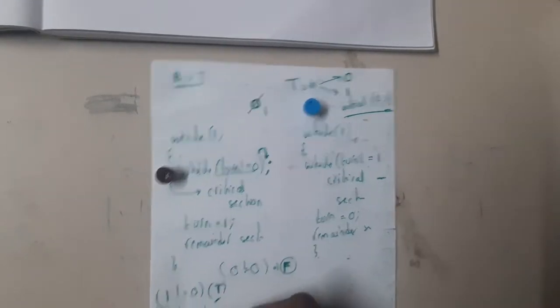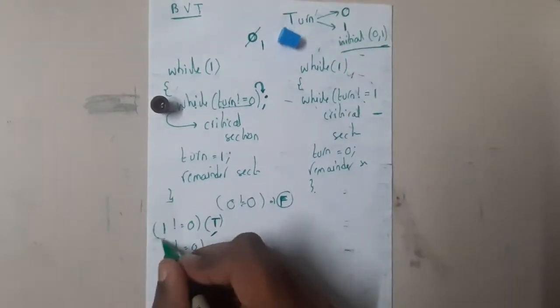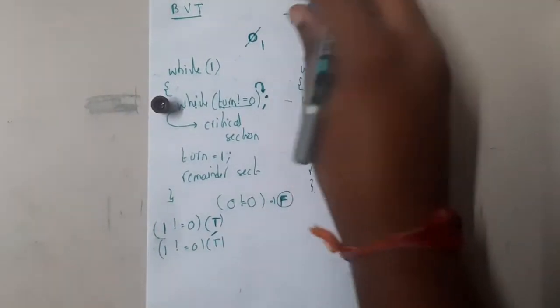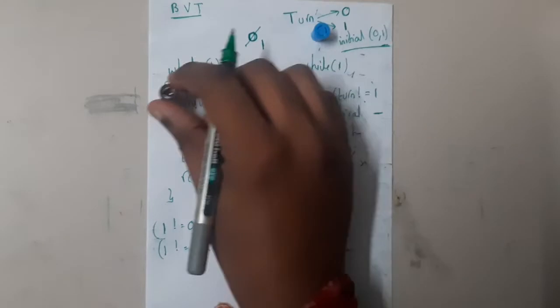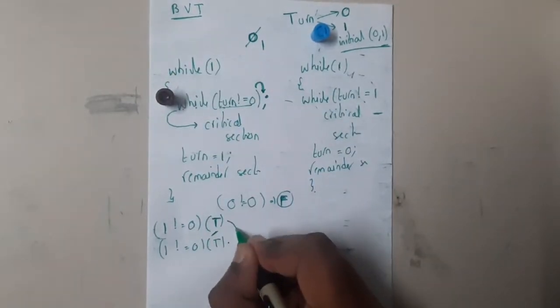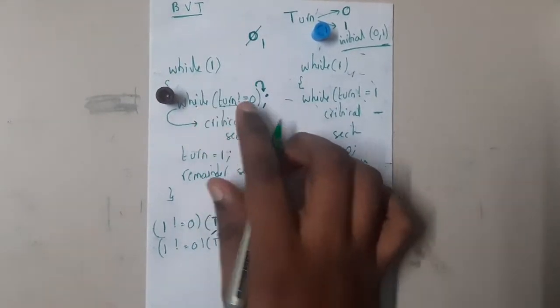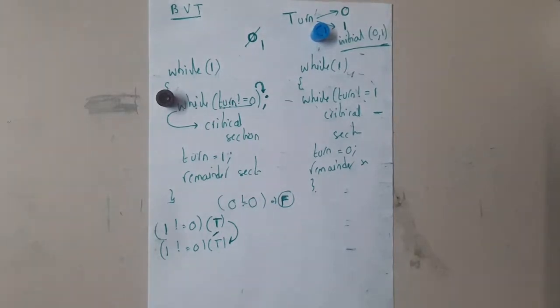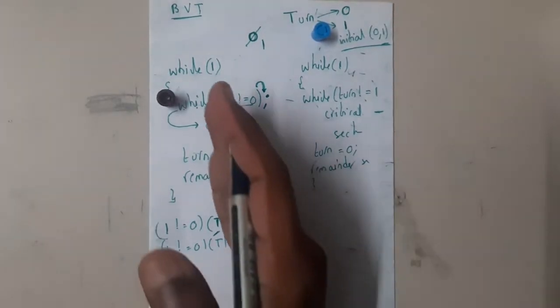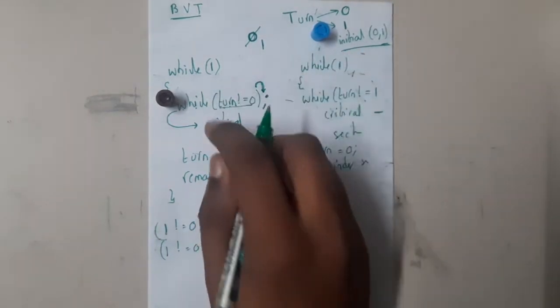1 is not equal to 0, sorry for that, 1 is not equal to 0, again it will become true. So again it will go inside, it will check, so again it will come to the condition. So it is going to go in an infinite loop, and it will never go inside the critical section, guys. Okay, so assume that now the chance has been given to the blue guy. So basically brown was trying.